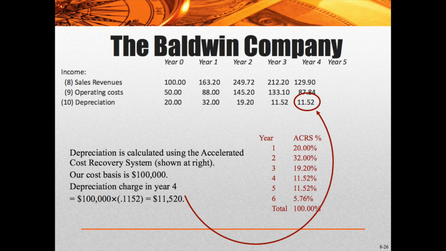For example, it says here in year 4, the example in the lower left is depreciation charge in year 4 equals $100,000 times 0.1152, or 11.52%, equals $11,520. So you can easily see that by applying these percentages to your total amount of cost for the machine, you can see exactly what depreciation should be each year.